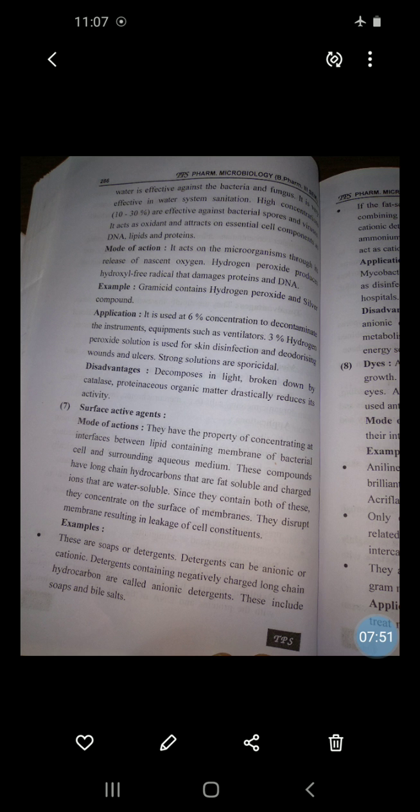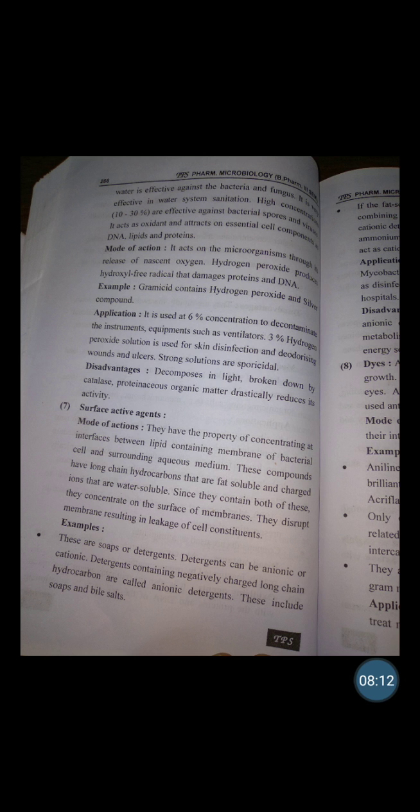Strong solutions are sporicidal. Then there are a few disadvantages of this. First, it decomposes in light. Second, it is broken down by catalase. Then proteinaceous organic matter drastically reduces its activity.